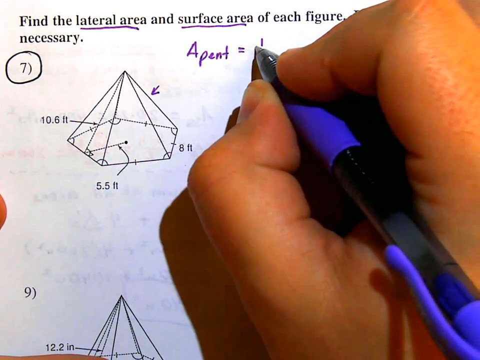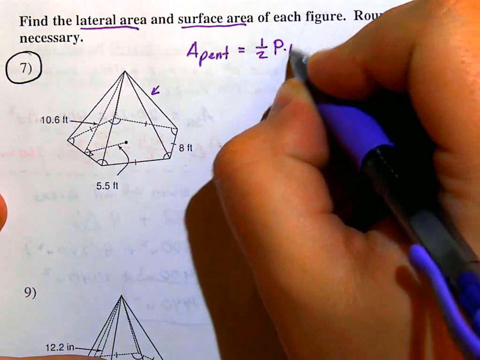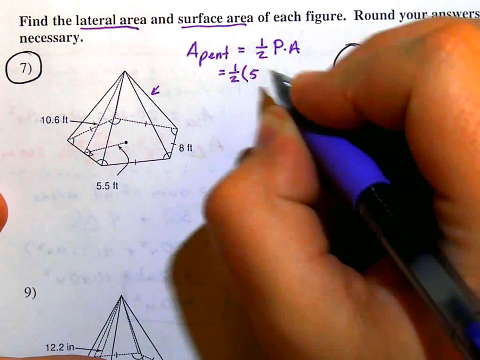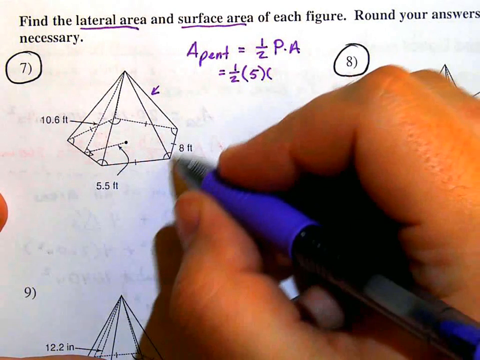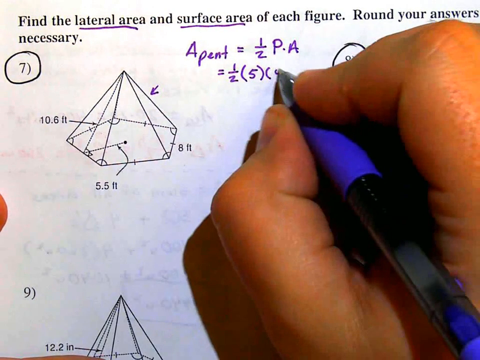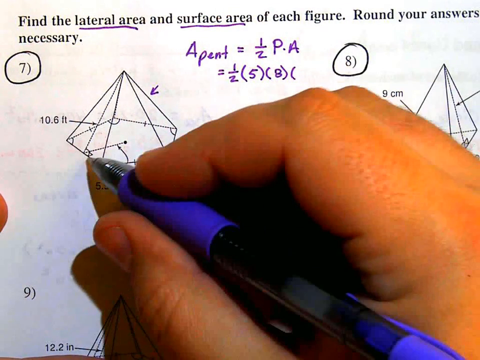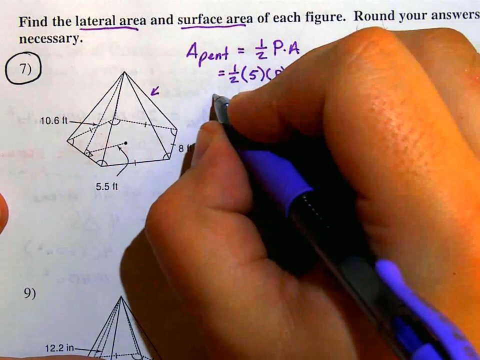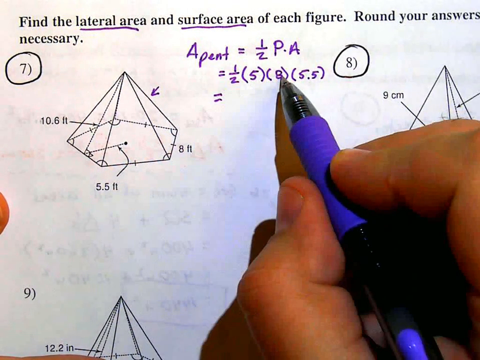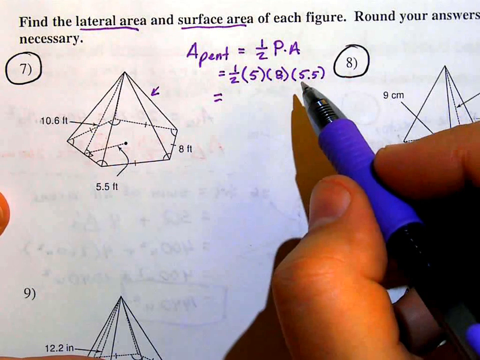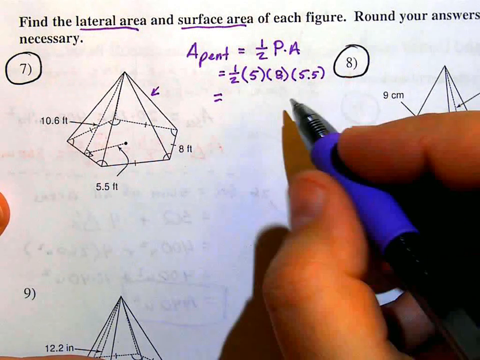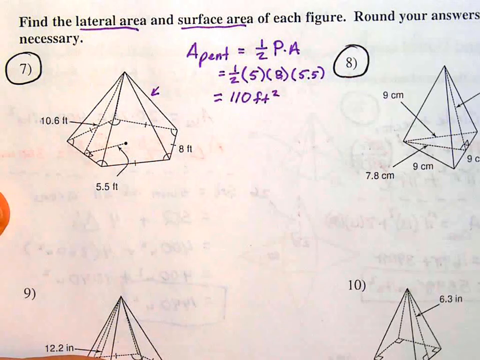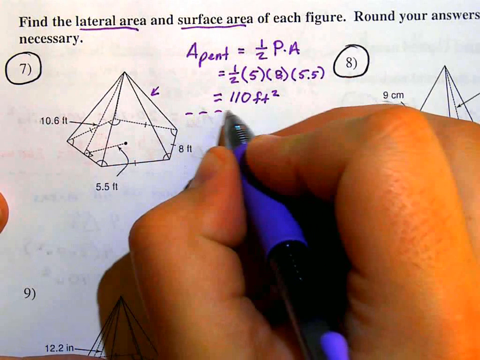And we said that that's going to be that new formula, 1/2 perimeter times apothem. So the perimeter of this pentagon, there's 5 sides, and each side is going to be 8 feet. This is 8 feet all the way around. So that's your perimeter. And then the apothem is going to be this 5.5 feet. All right, so that means half of 8 is 4 times 5 is 20 times 5.5. Well, 20 times 5 is 100, and 20 times a half is 10. So I think that's 110 square feet. Okay, so there goes our base.